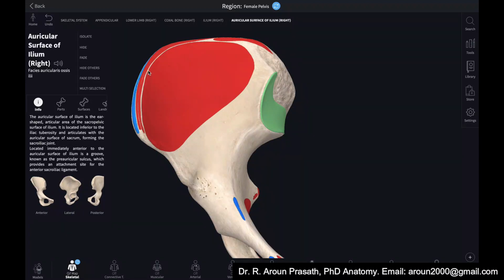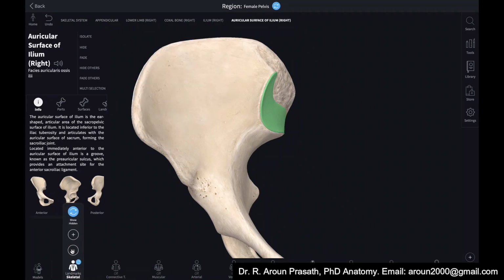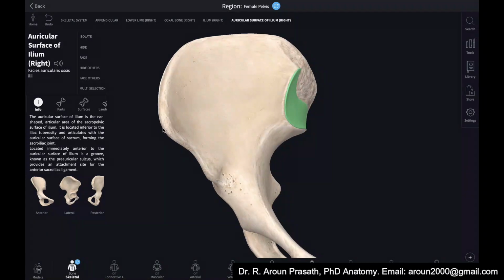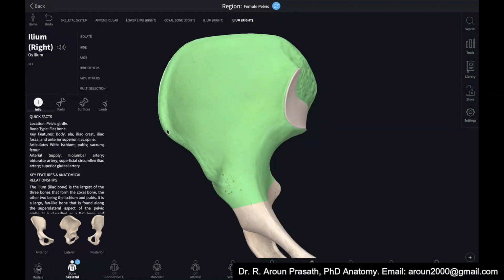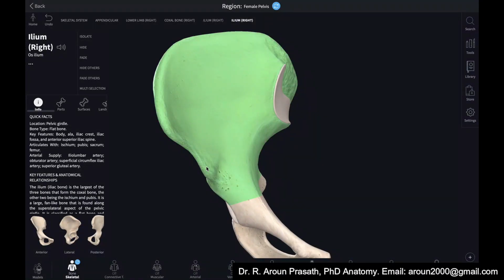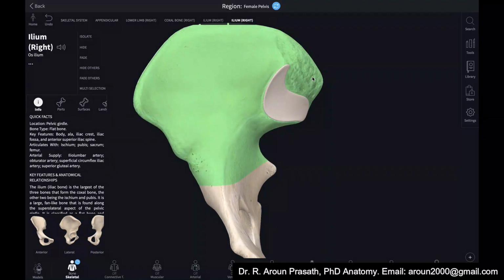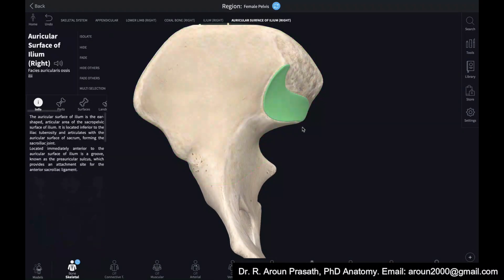And this prominence which you can feel on your hip is called the iliac crest. At the tip of this area, this prominence is called the anterior superior iliac spine, and this prominence is called the anterior inferior iliac spine. Likewise, this prominence is called the posterior superior iliac spine, and this is the posterior inferior iliac spine. Note down: anterior superior iliac spine, anterior inferior iliac spine, posterior superior iliac spine, posterior inferior iliac spine.